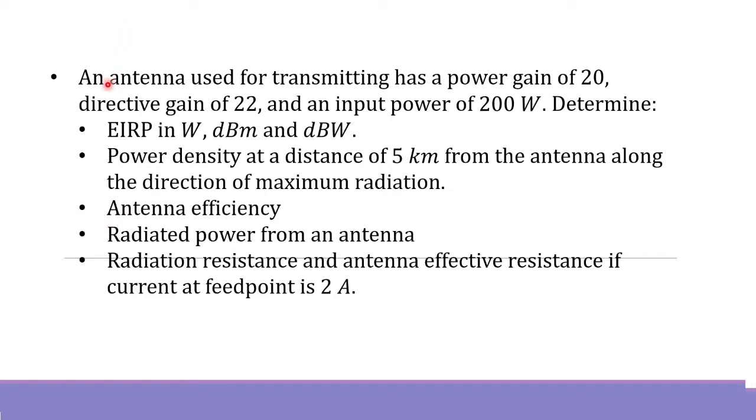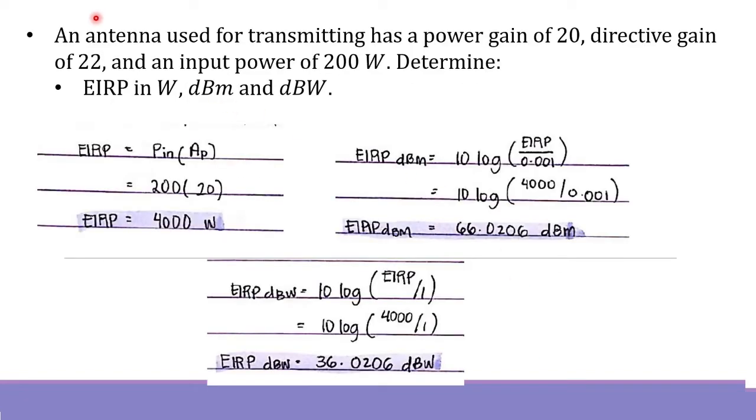So this is the question. An antenna used for transmitting has a power gain of 20, a directive gain of 22, and an input power of 200 watts. So we should be determining each and every one of these one by one. First one would be the EIRP, which stands for effective isotropic radiated power, in watts, dBm, and dBW.